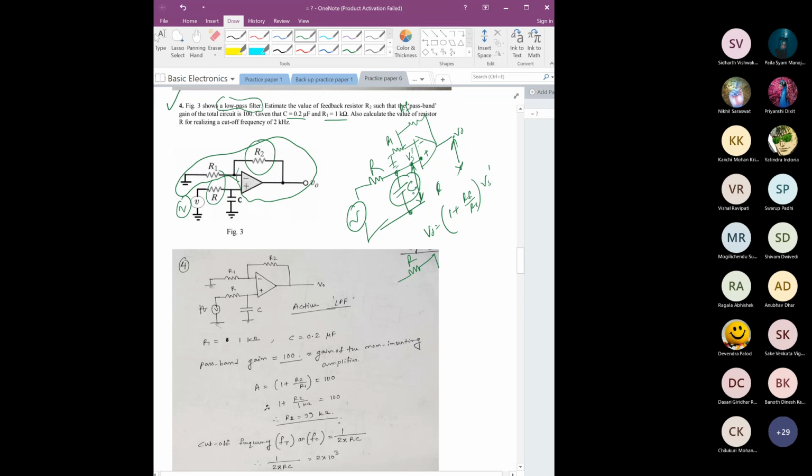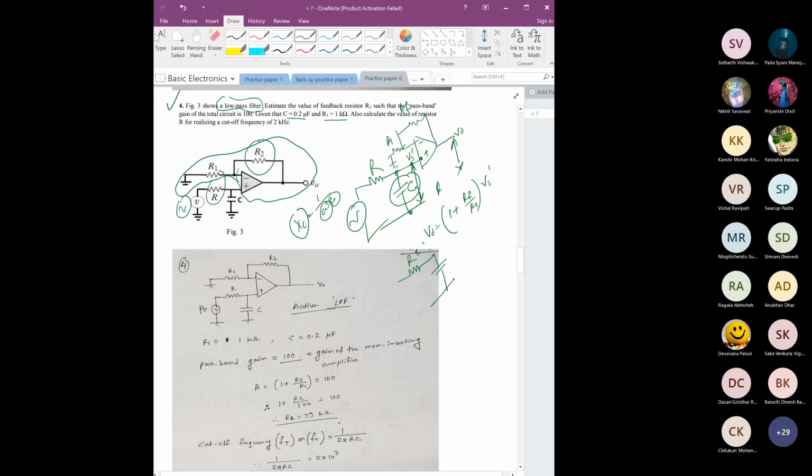Suppose this capacitance is C. Then what is the impedance offered by this capacitance? It is 1 by omega C, right? Now when this omega is very, very high, and the capacitance is also very high, then the impedance offered by this capacitance is almost negligible. At that point only you can consider it to be a short. It depends on the values.